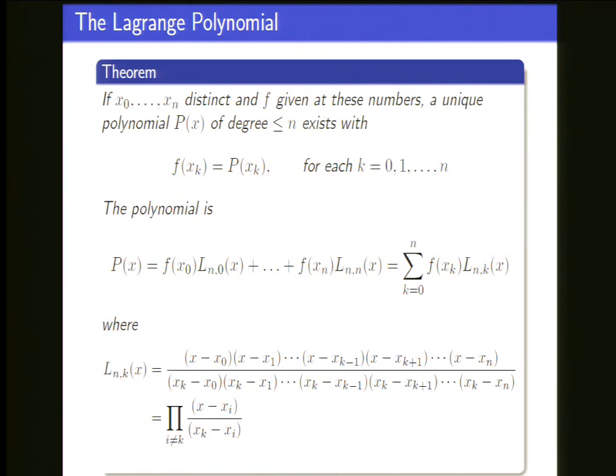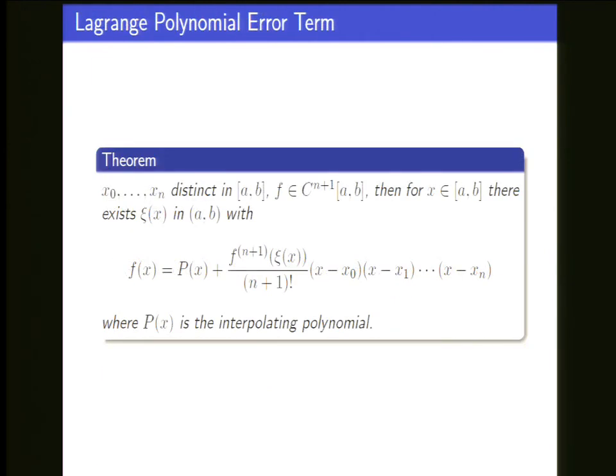But it's useful in many other ways. There's an error term, I mentioned before, Taylor. This is completely analogous to that. Maybe the big difference here is that this term looks different, and it actually makes it a little harder for you to find error bounds.